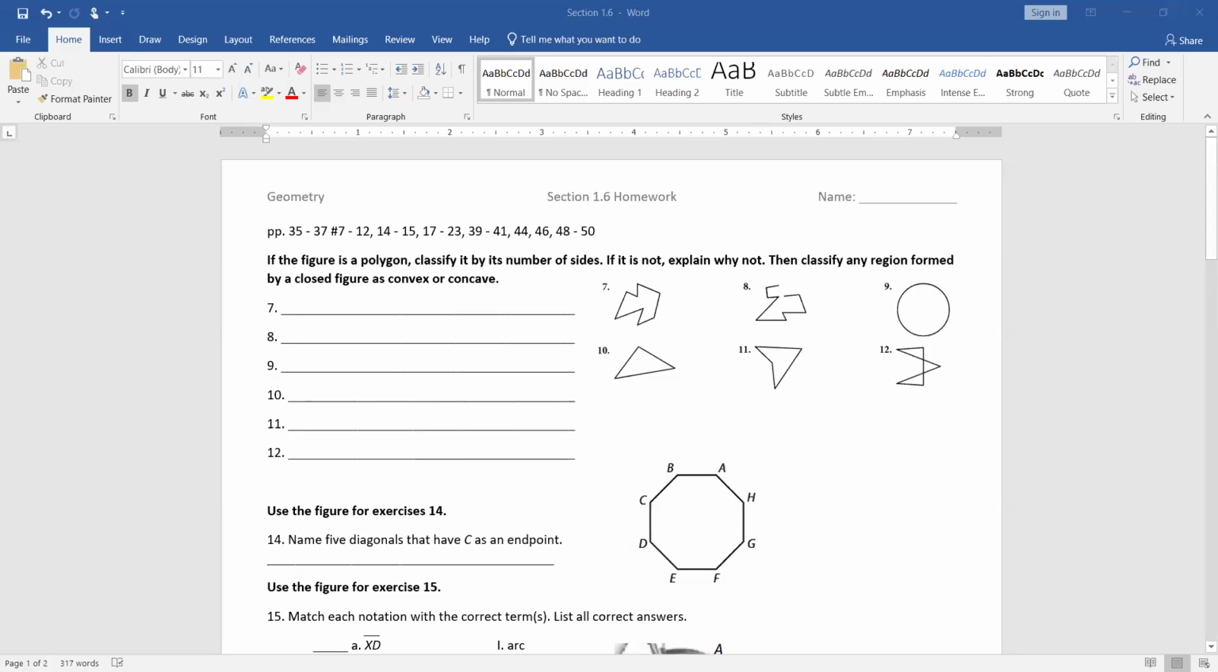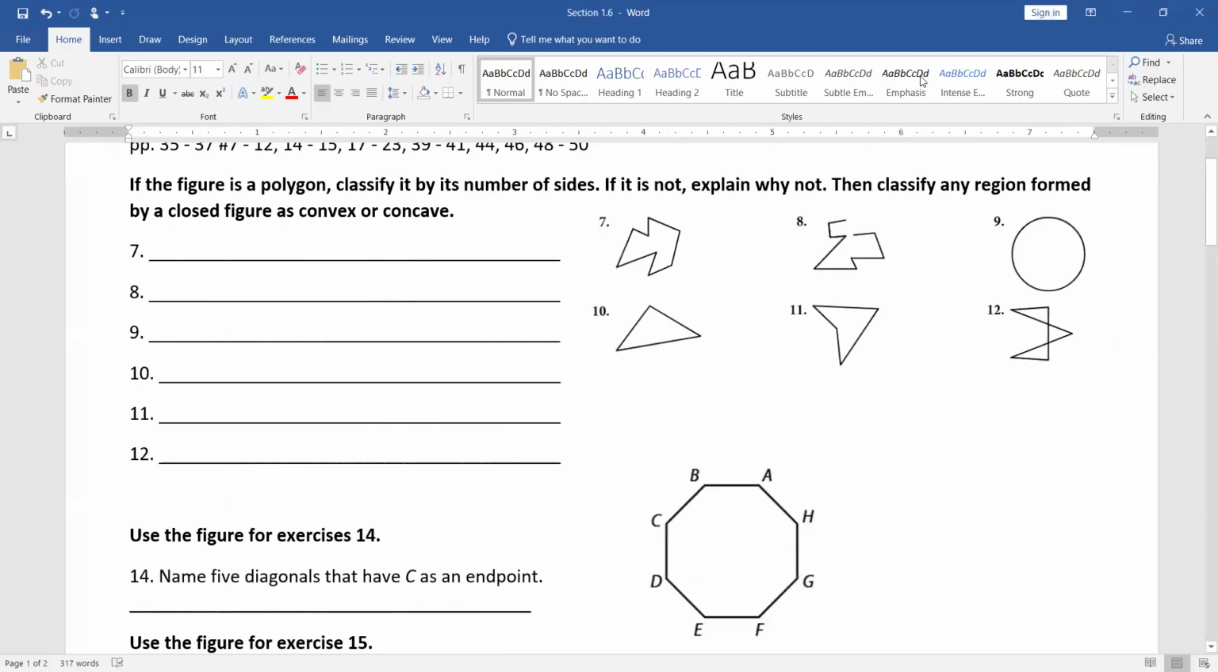Recording in progress. This video is also for geometry. I'm going to go through the homework that we did in class today, covering section 1.6. I believe we finished in class. If not, I asked you to finish it for homework. So hopefully it makes sense. Come to class with any questions if you don't understand something.